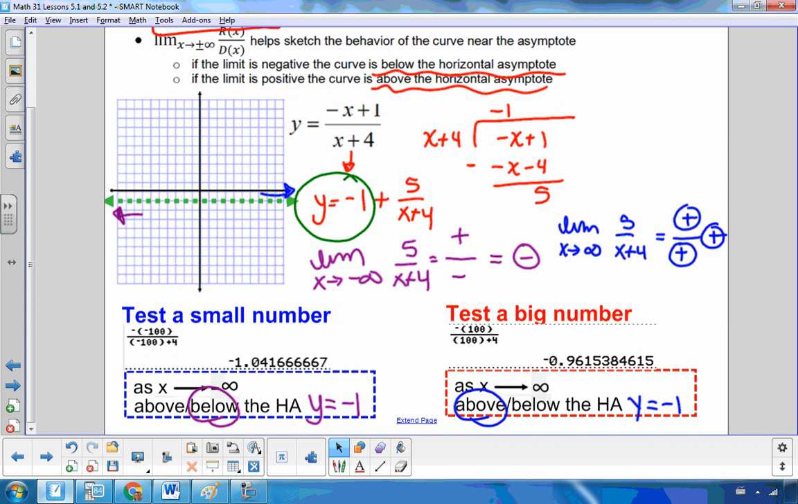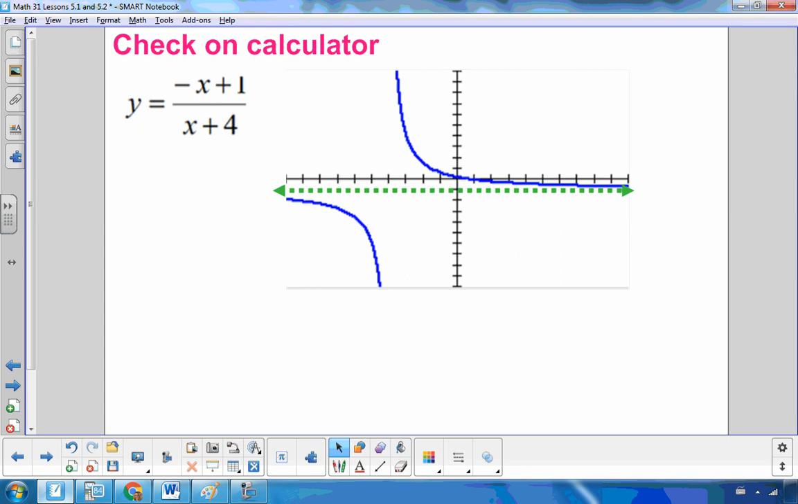Okay, last example I want to do with you, I want to put vertical and horizontal asymptotes together. This last question here, just checking it here, I was below and above, so I know I did it correctly.